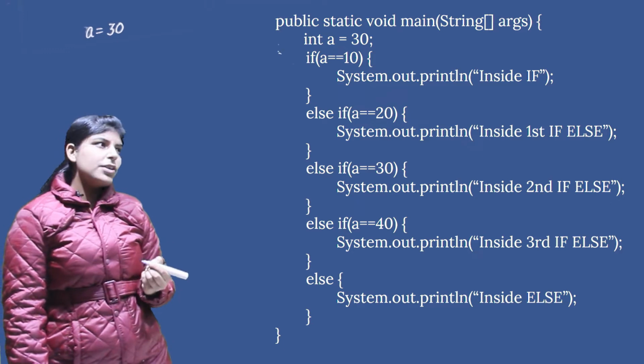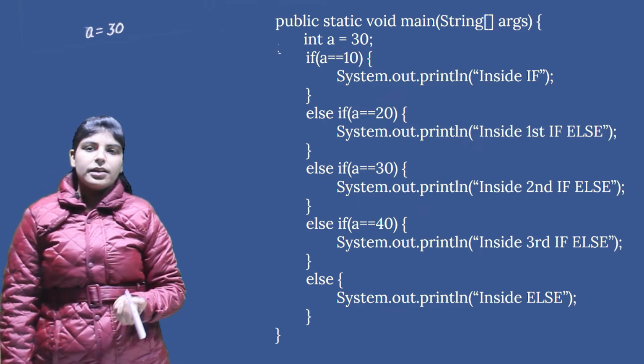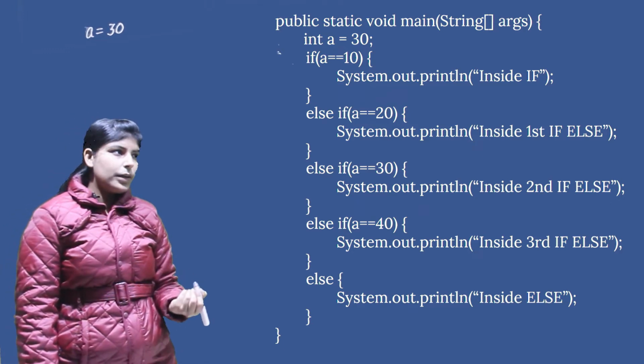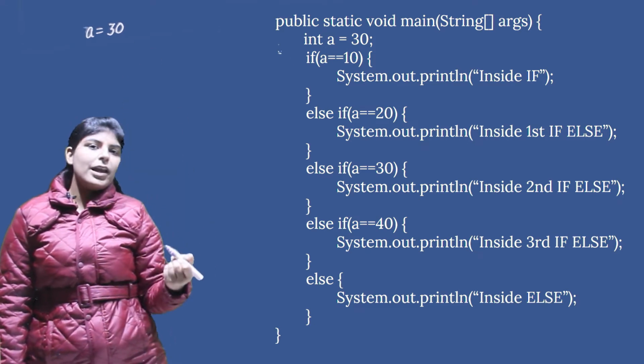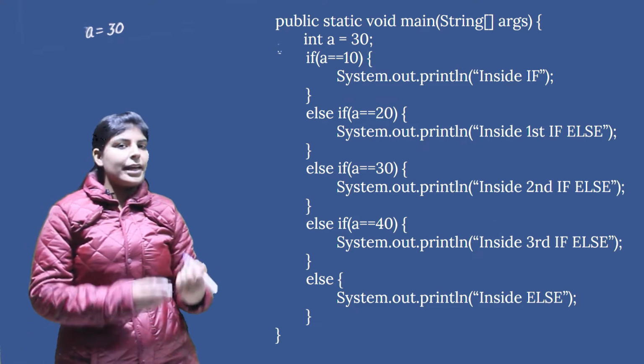Right? So now first I'll check the condition with the if block. The condition is a equal to 10. Now 30 is not equal to 10, so the condition is false. So I'll not enter the if block. I'll check the next condition.